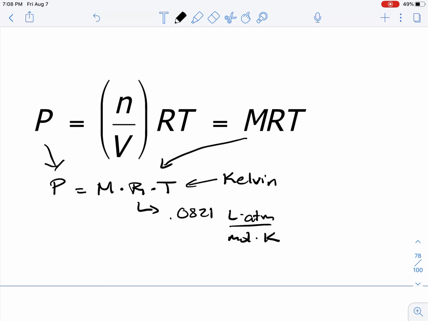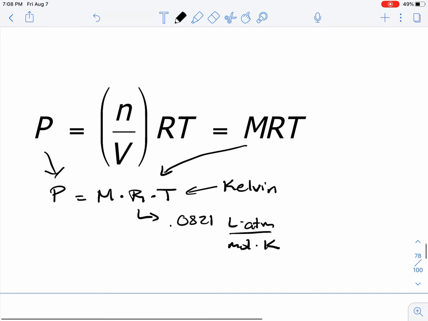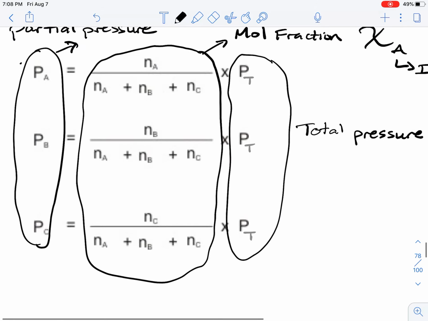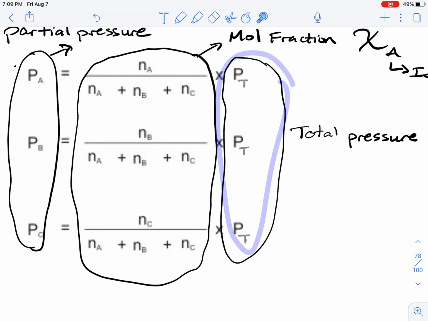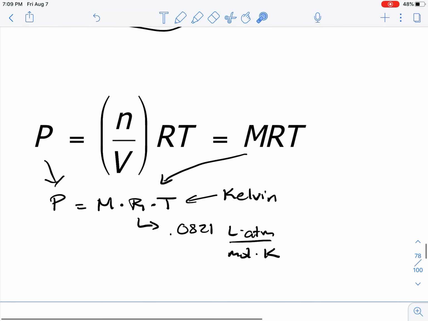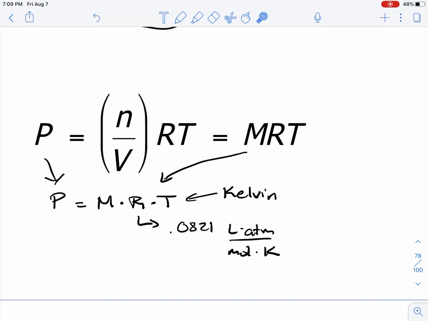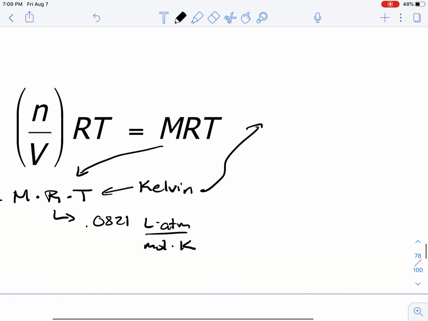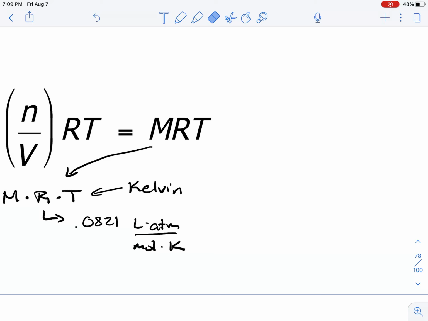Okay, and so we can express the partial pressure by utilizing this formula. And so if we are not given the total pressure of the system, we need some way to calculate the partial pressure. And we can do so by utilizing PV equals nRT, this modified form of PV equals nRT.